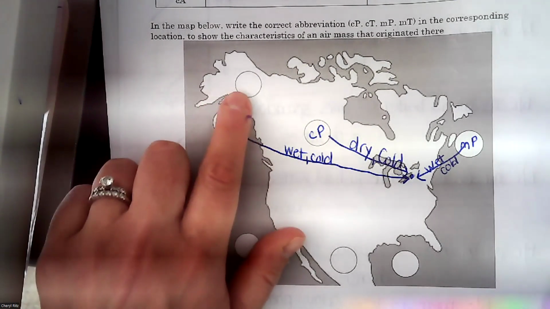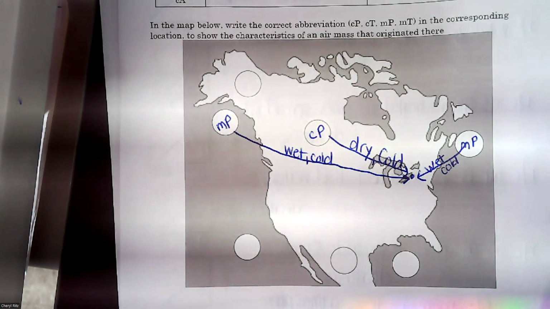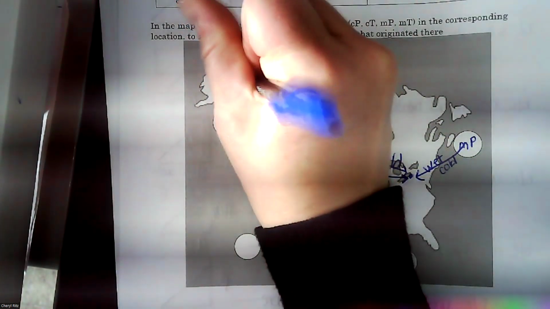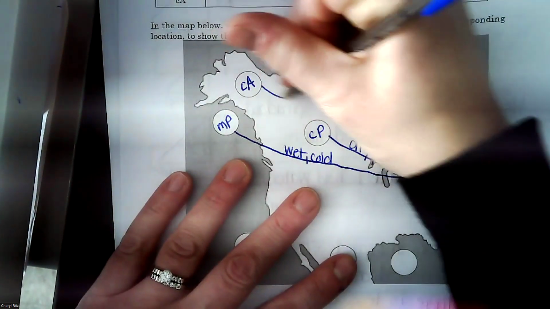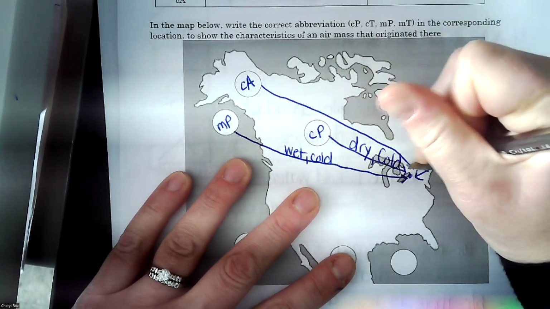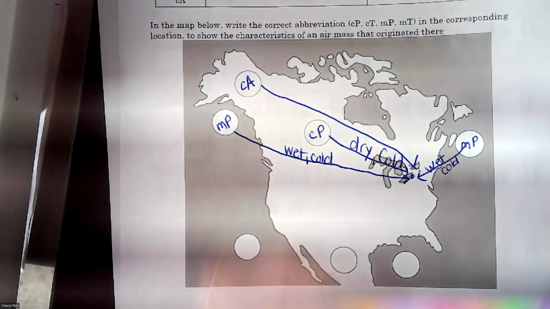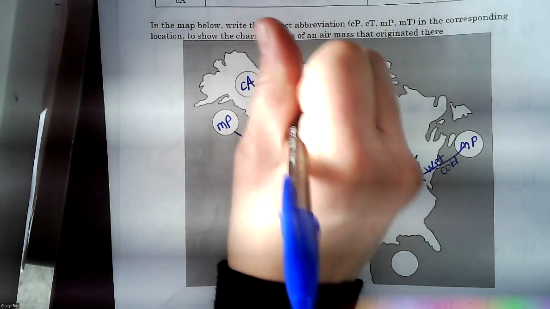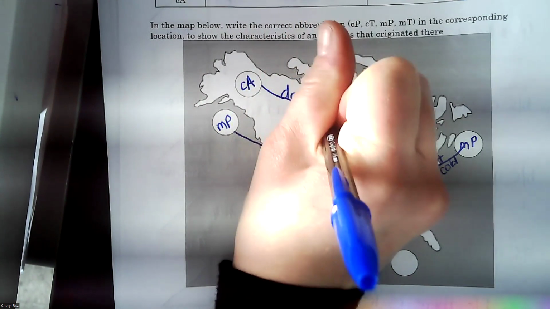How about this one? Way up here in what's either Alaska or the very northern part of Canada, it's hard to say. That is going to be your CA. And what kind of weather will it bring to Buffalo? Dry and very cold.